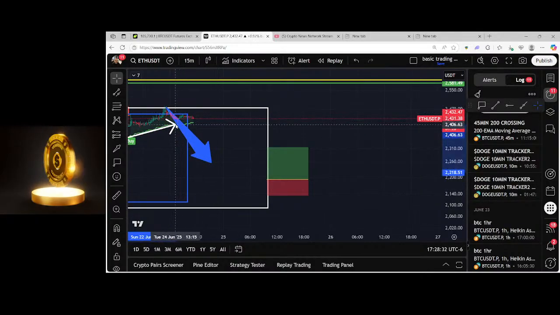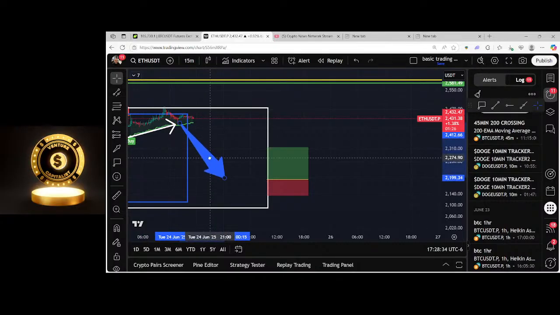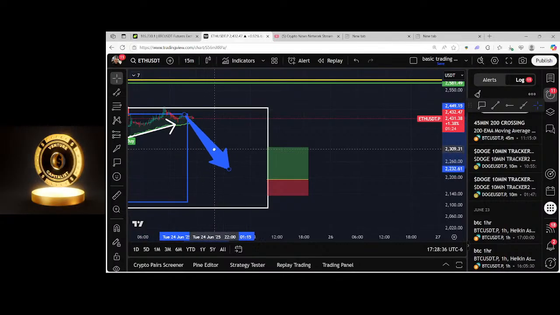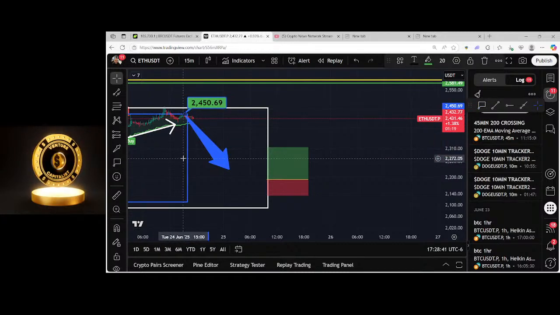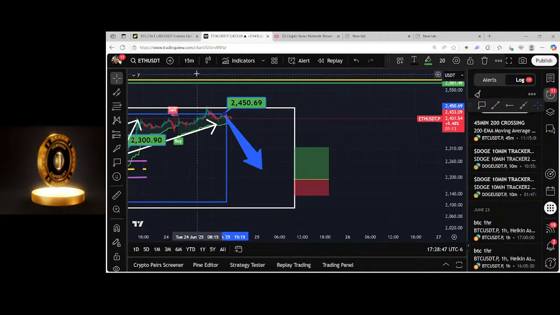Which is kind of where we're at right now. You see how this comes down, it bounces, and then it hits this level here. Yeah, so that's the entry right there. About 2450 would be your short, which is where we're sitting at right now. Now to confirm our direction, right?